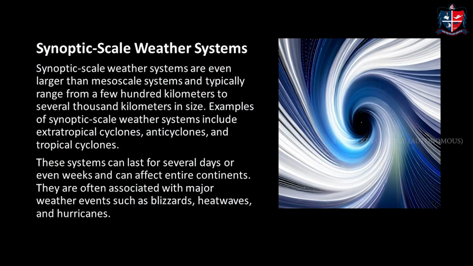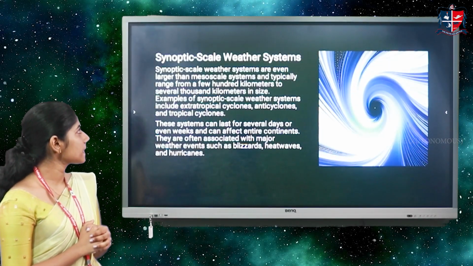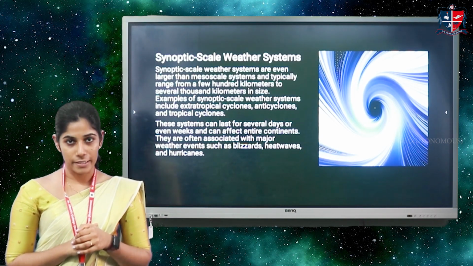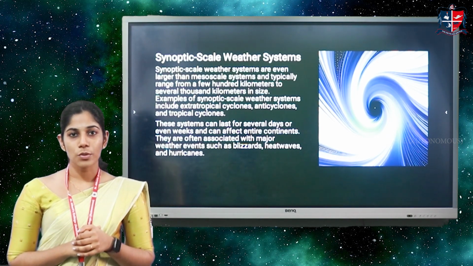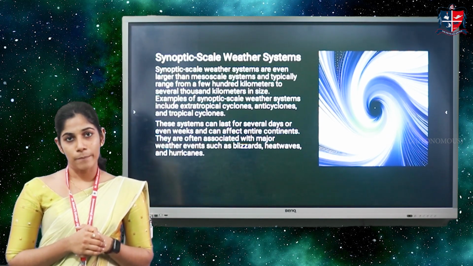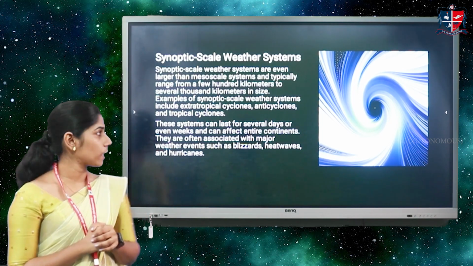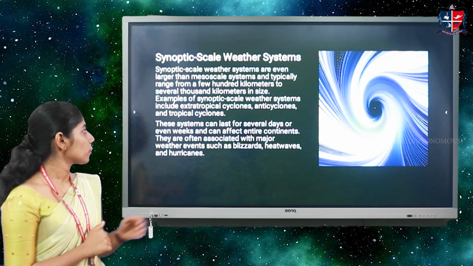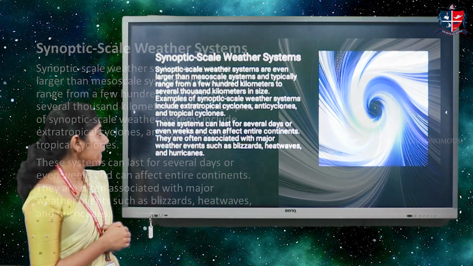Now we are moving on to the third classification of weather system, that is the synoptic scale weather system. Synoptic scale weather systems are even larger than the mesoscale weather system and typically range from a few hundred kilometers to a few thousand kilometers in size. Examples are cyclones, that is extratropical cyclones, anticyclones, and tropical cyclones.